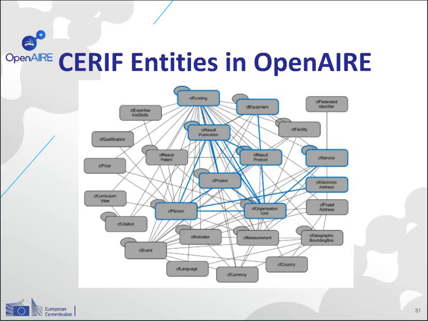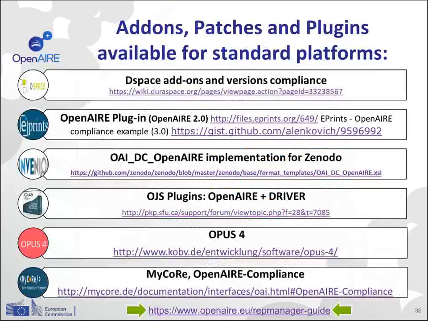And we hope to register the first CRIS serif compliant data source either by the end of this year or beginning next year. Especially for the literature guidelines, there are a number of add-ons, pages, and plugins available for different platforms. I think best supported is DSpace, but also ePrints, OJS as a journal platform, and in Germany might be known the Opus and Micro repositories, which are supported with guidelines version 3.0 compatibility.